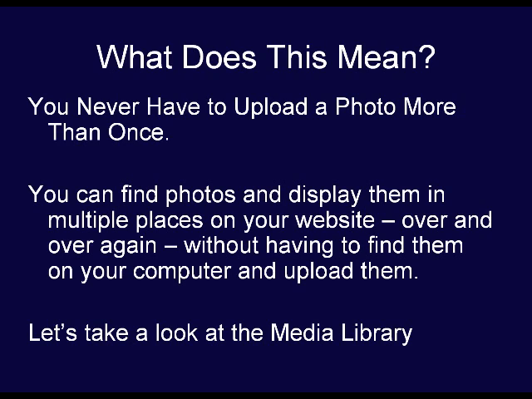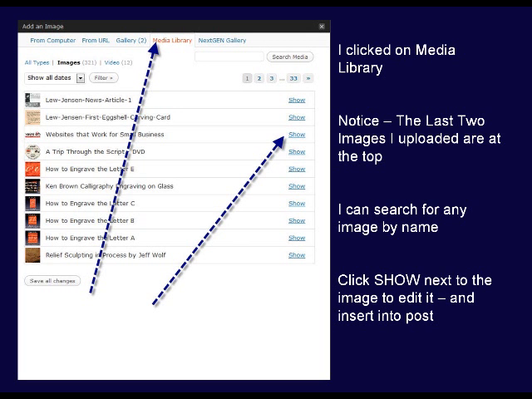So what does this mean? It means you never have to upload a photo more than once. You can find the photos and display them in multiple places on your website over and over again without having to find them on your computer and upload them. Once you upload it to the media library, it's there. You can always find it again. There's many times where I'm doing blog posts on somebody's egg or something that they've engraved or their gun stock, and I come back and I want to show pictures of other gun stocks on the same post, and I can go into the media library and grab any pictures that I've uploaded in the past and display them on that post or page again.